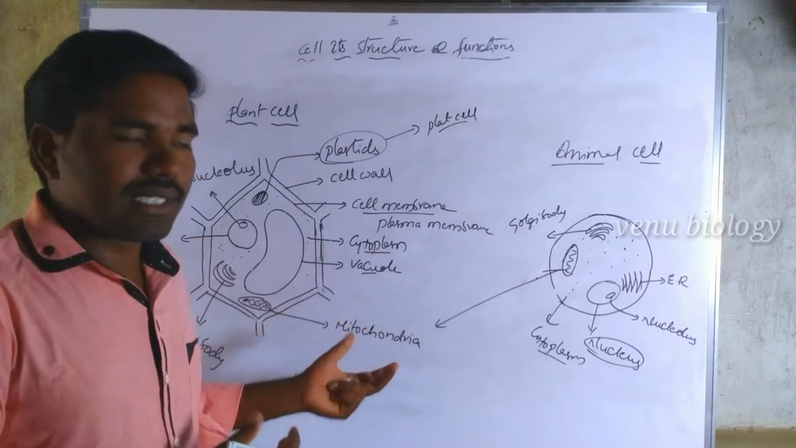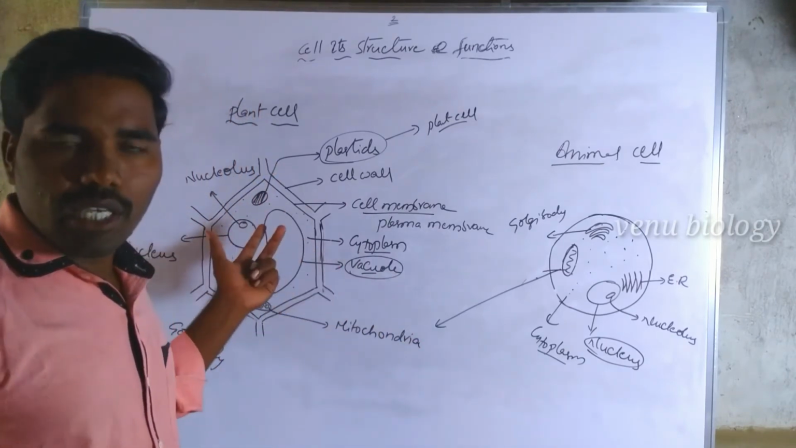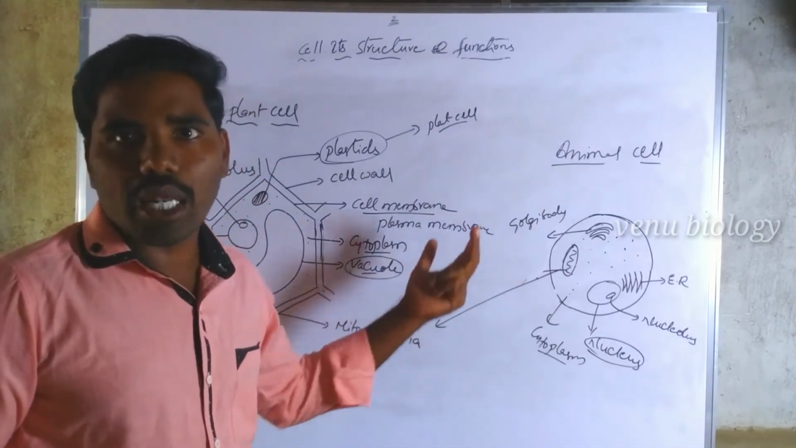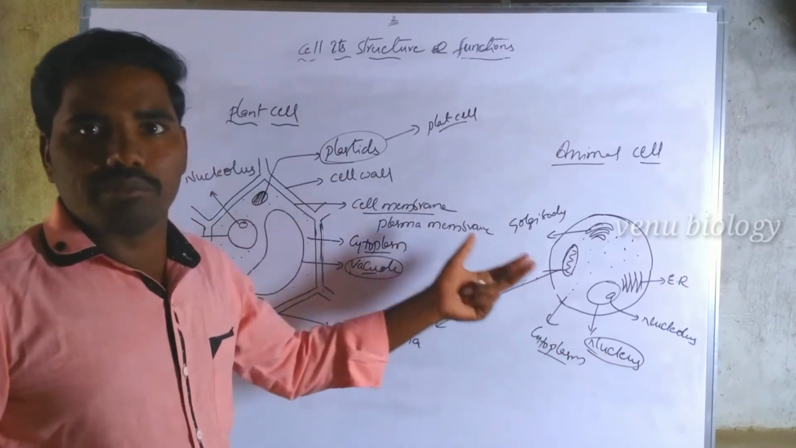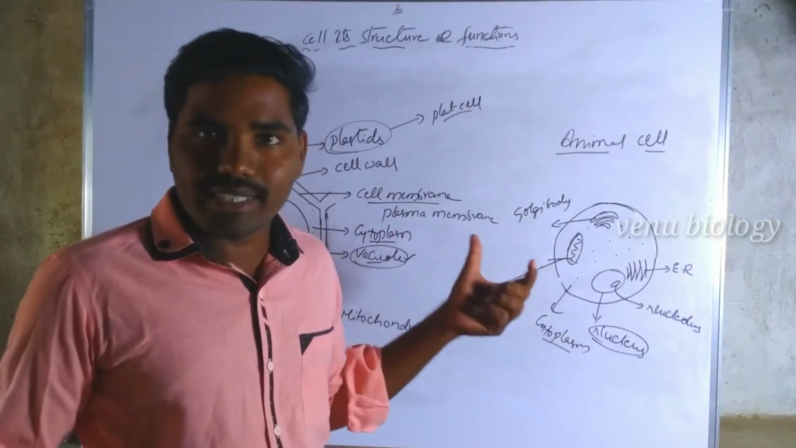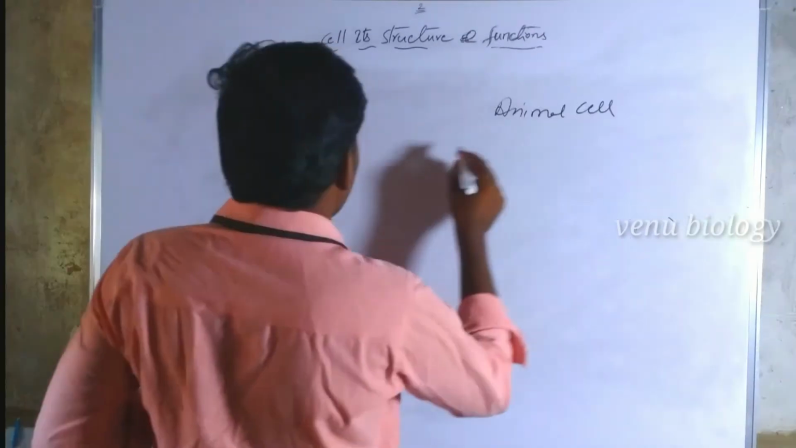Here another difference is the large vacuole. Large vacuole is present in the plant cell. Vacuoles are absent in the animal cells. Okay, these are some main differences. Let us see the differences between the plant cell and animal cell in the tabular form.